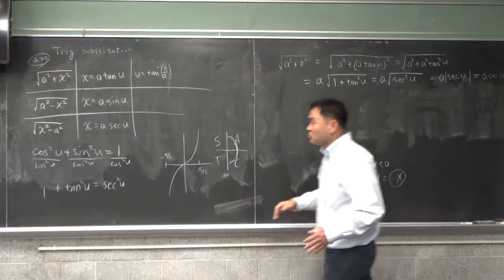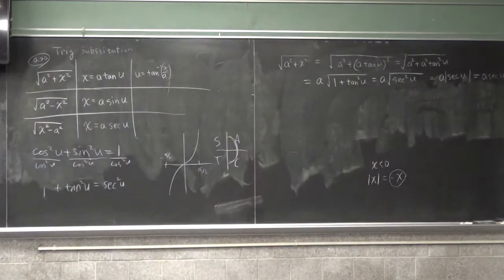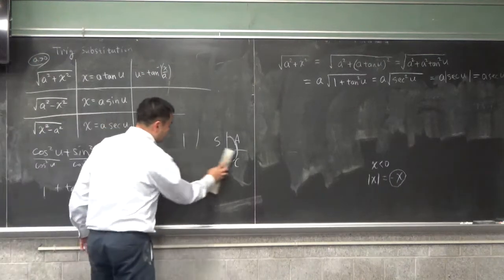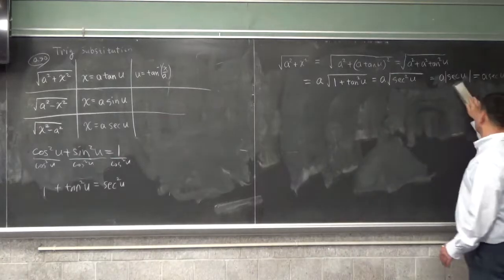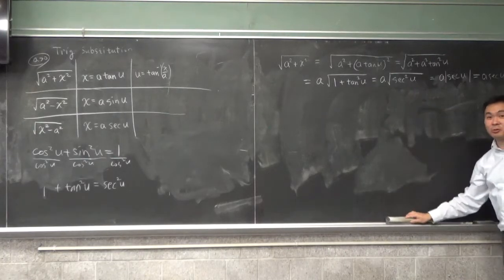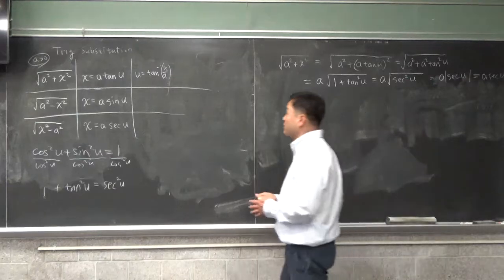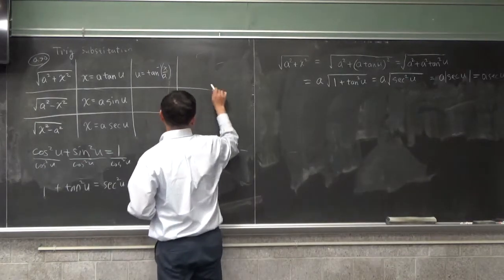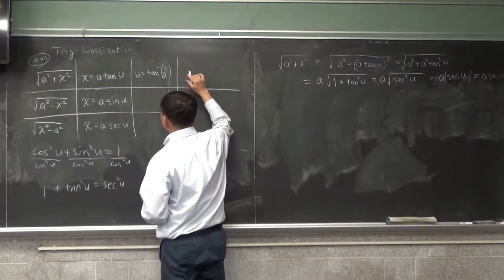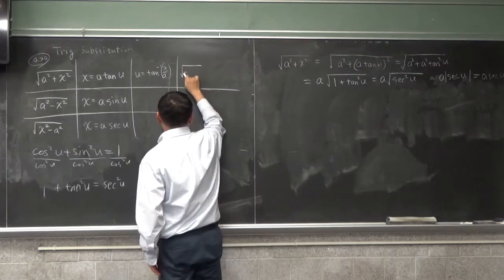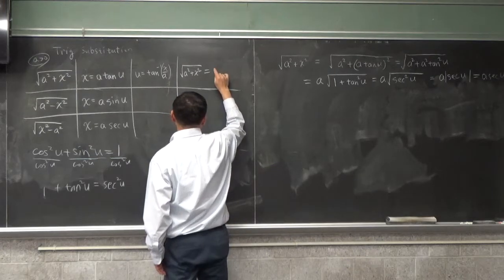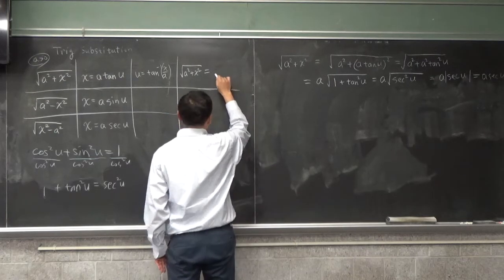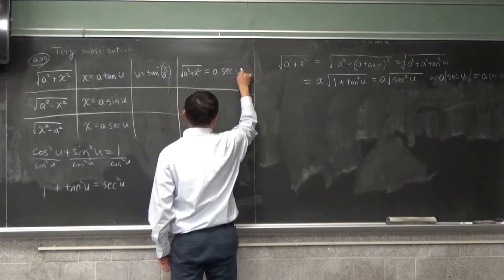All right, that was a bit too much, I think. If all that explanation was too much, just say, oh, there is some danger with canceling the square and square root, but for us, we don't have to worry about it, okay? So what I want to say is that in this case, the square root of a squared plus x squared will become a secant of u.